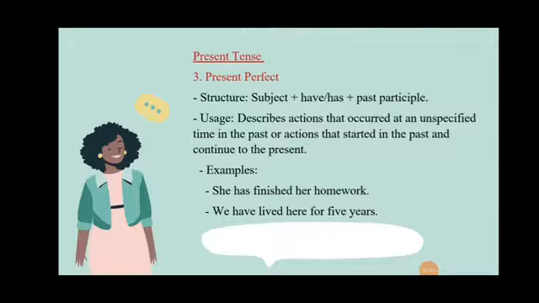Examples like she has finished her homework, or she has visited Paris. This is an action that happened at an unspecified past time. And we can say I have known her for 5 years. This is an action which is continuing to the present, like when we say we have lived here for 5 years.